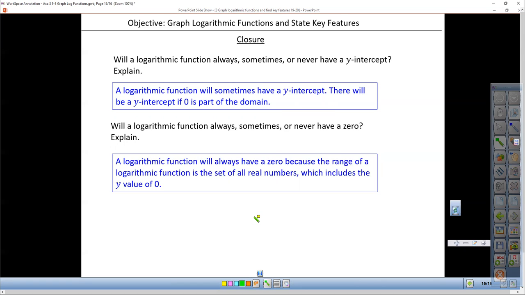And this, if you recall, is the reverse or flip of our exponentials. In our exponentials, our domain was the set of all real numbers. That's now our range for the inverse functions, our logarithms. And in exponential functions, we had a range that was restricted. So that switches now to the domain being restricted for the inverse logarithm functions. And so that helps us better understand y-intercepts and zeros for these types of functions.